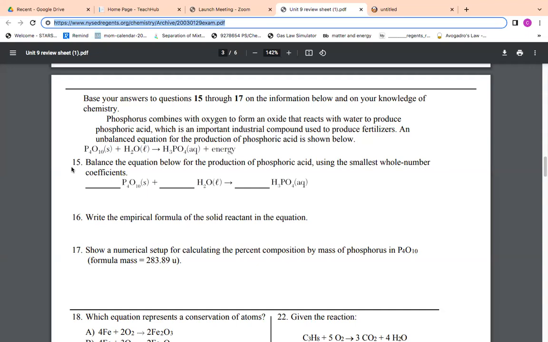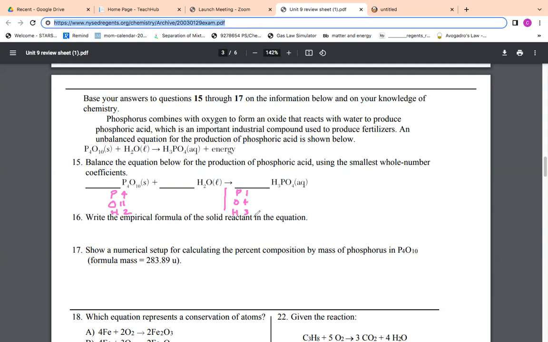15. So they're asking us to balance this equation. There's really not a lot of room here. On this side, we've got phosphorus, we've got 4 of them. Oxygen, we've got 10 here, and then we've got 1 there, so that's 11. And then hydrogen, we've got 2. On this side, we've got 1 phosphorus, we have 4 oxygens, and hydrogens, we've got 3 of them.